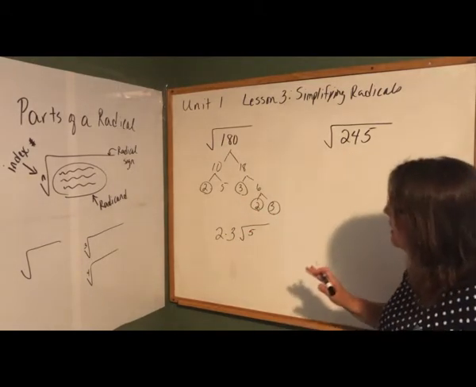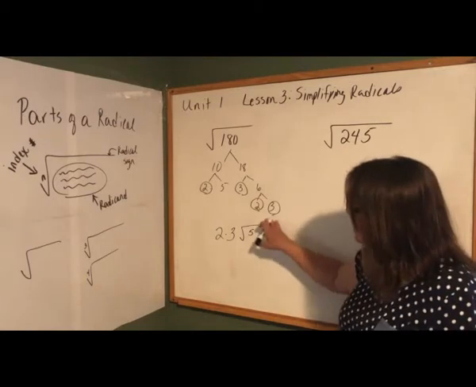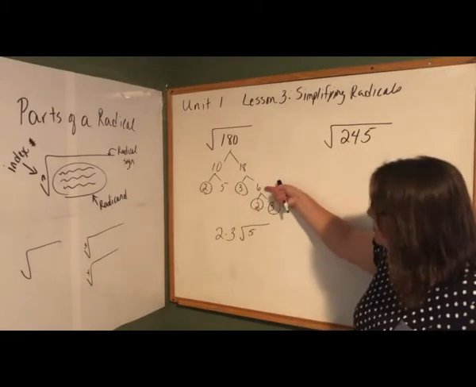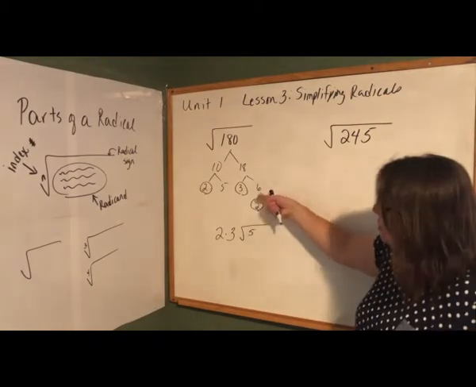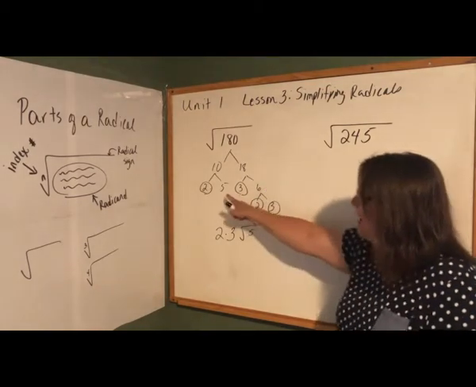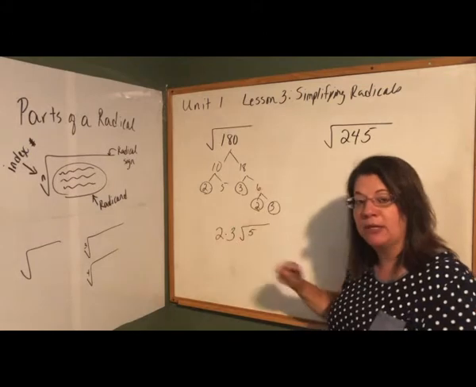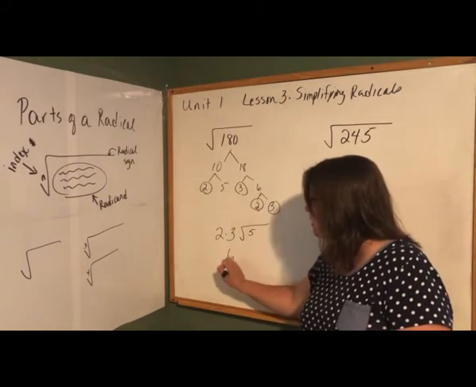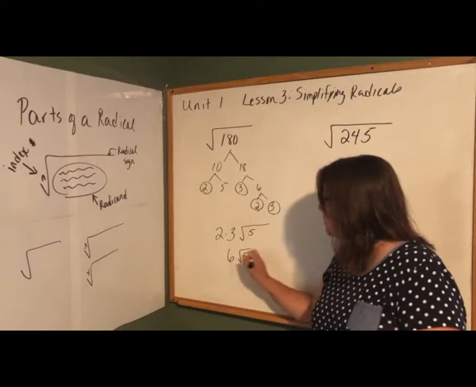Now, when I tell you that, I'm looking at the very lowest breakdown of my numbers. Some people might mess up and put 6, but 6, remember, broke down into 2 and 3. 5 wouldn't go down any further. That's why I'm including it underneath the radical. So my answer here would be 6 square root of 5.